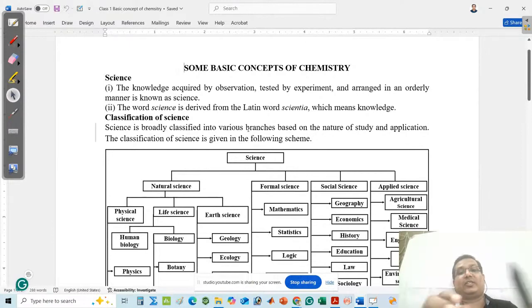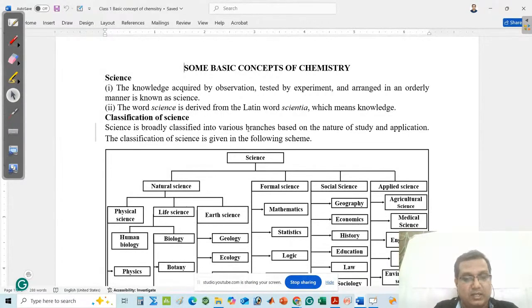First question is, what is science? What is the classification of science? Next question is, what is chemistry? What are the branches of chemistry? What is the importance of chemistry in our daily life? Let's move to the first question, what is science?